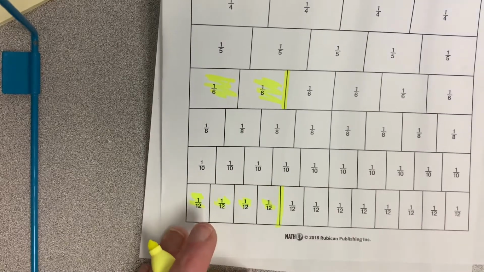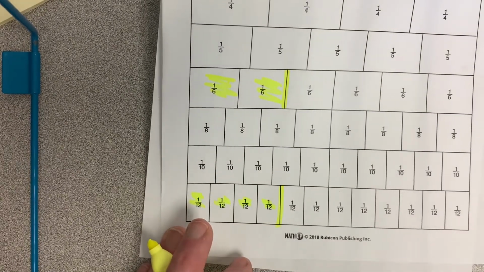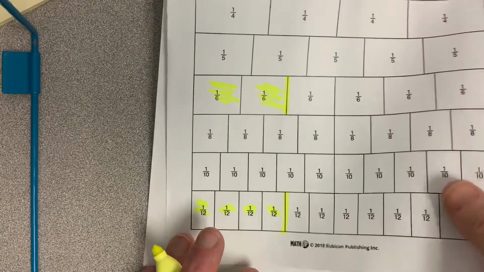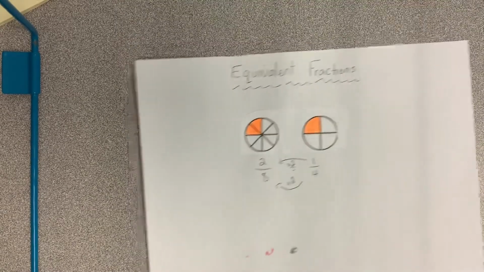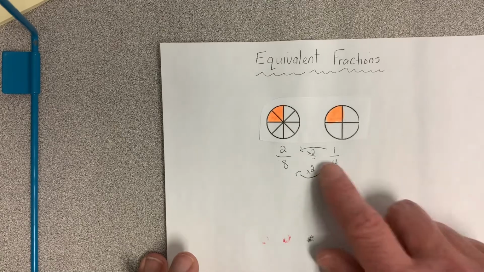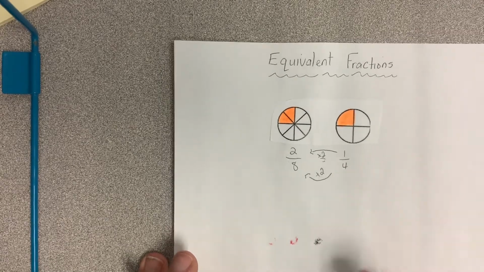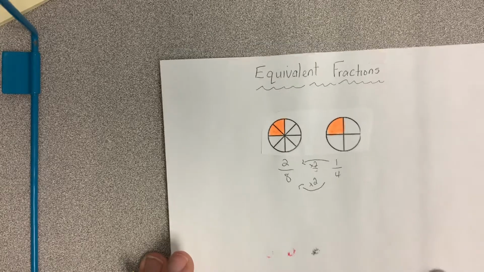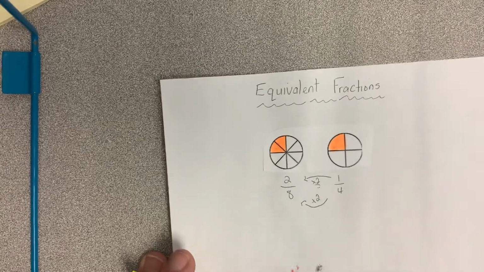So they're going to be able to use some kind of model to show equivalent fractions. They don't need to have their times tables down pat where they can say, well, if I just multiply the top number and the bottom number by 3, I'm going to find an equivalent fraction, and so on. But we did talk about it.